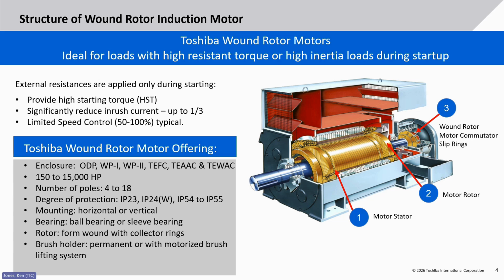The wound rotor configuration in the early 20th century appeared as a new design, adding slip rings or external resistors to the motor. This innovation allowed engineers to overcome the limitations of the squirrel cage rotor, particularly in heavy industry applications requiring high starting torque.